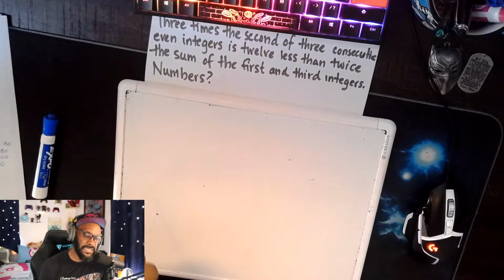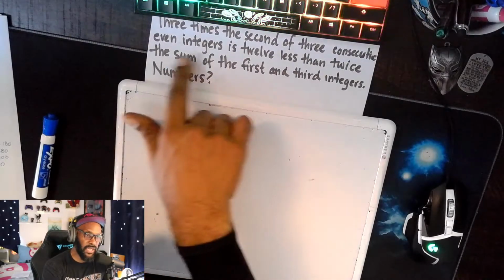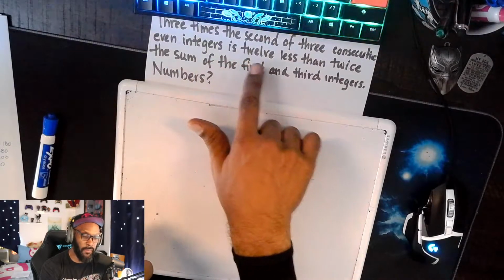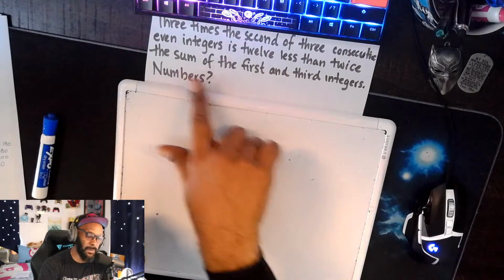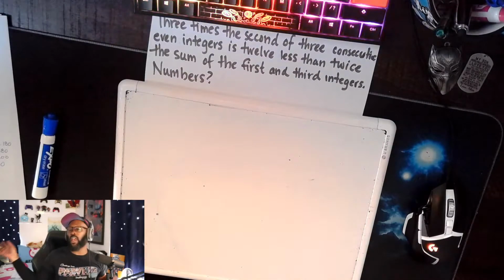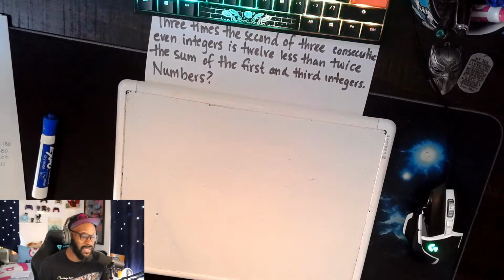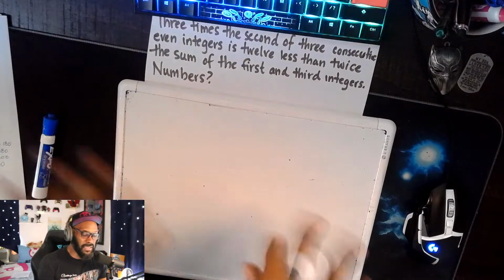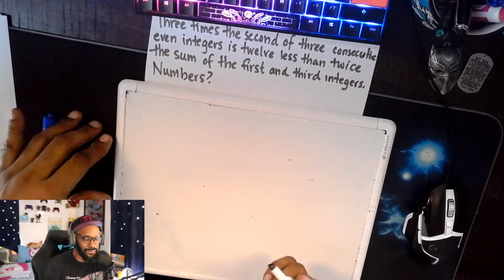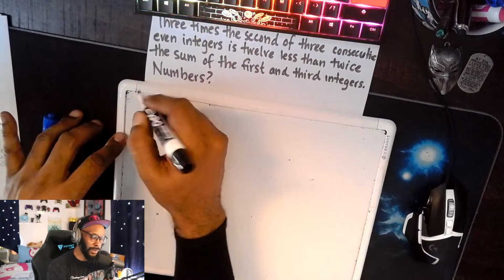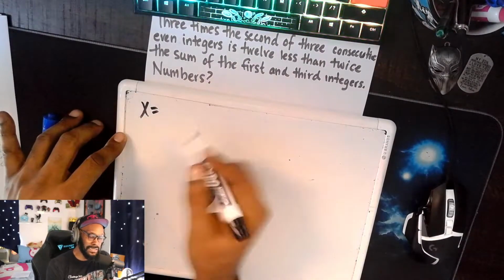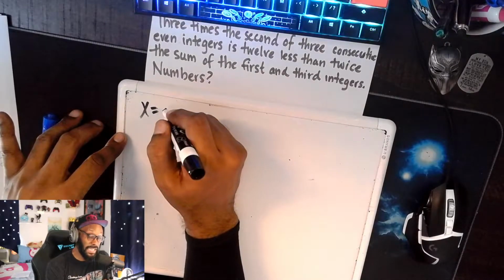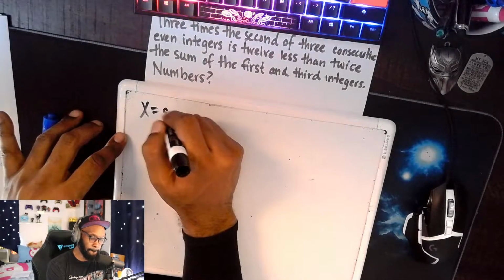3 times the second of 3 consecutive even integers is 12 less than twice the sum of the first and third integers. What are these numbers? Do not let all of this lingo here confuse you. You got this. So we know we name our smallest even integer in this case x.